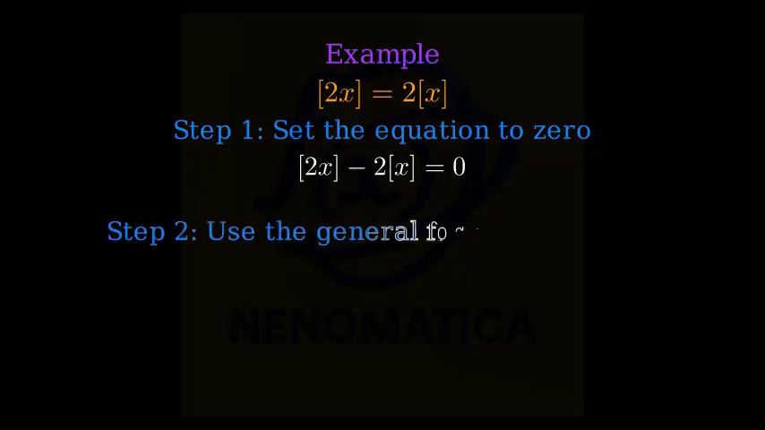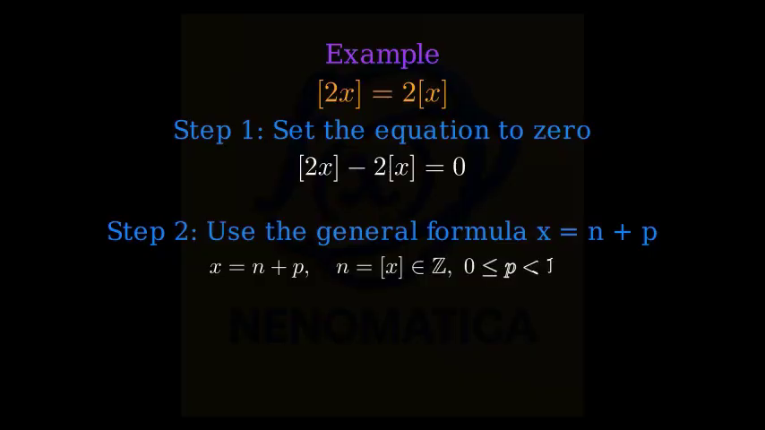Step 2. Use the general substitution x equals n plus p, where n is an integer equal to the floor of x, and p is the fractional part with 0 less than or equal to p less than 1. The algorithm states a constant rule for equations of the form a times floor of qx plus b times floor of x equals c. Here, the constants are a equals 2, b equals -2, and c equals 0.